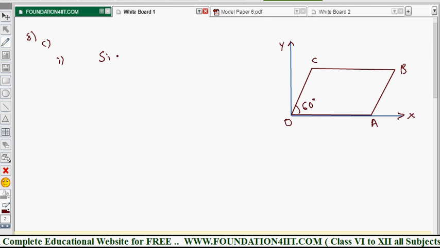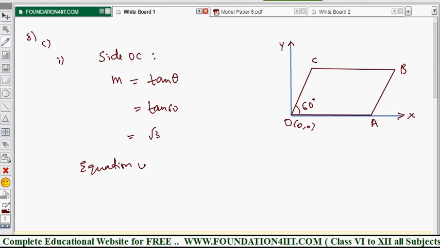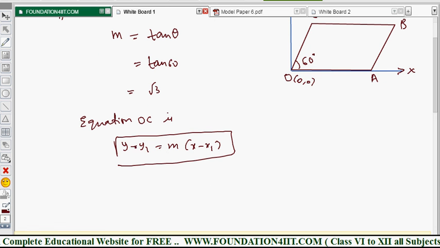For side OC, the slope is tan theta, right? The angle is given as 60 degrees. So tan 60, which is root 3. And it passes through O, that is 0, 0. Then the equation of the side OC uses the point slope formula: y minus y1 is equal to m into x minus x1. By applying this, 0, 0 is x1, y1. So y minus 0 is equal to root 3 into x minus 0. So y is equal to root 3x. Okay, this is the equation of OC.